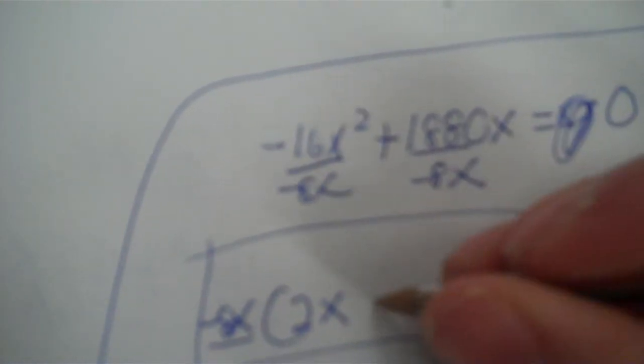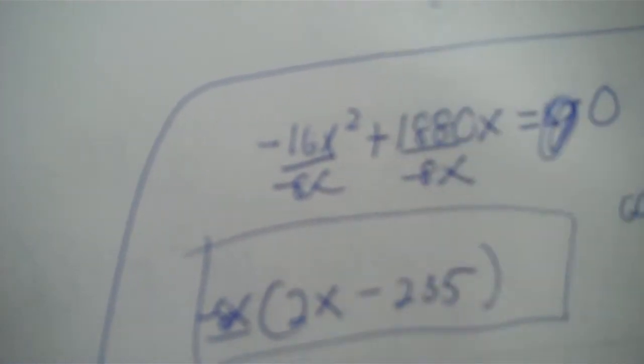Nope. Let's try 8 next. Yep, it did. Okay, so 8 is the way to go. Negative 8x gets pulled out. We'll divide by negative 8x. That's going to be 2x minus 235.